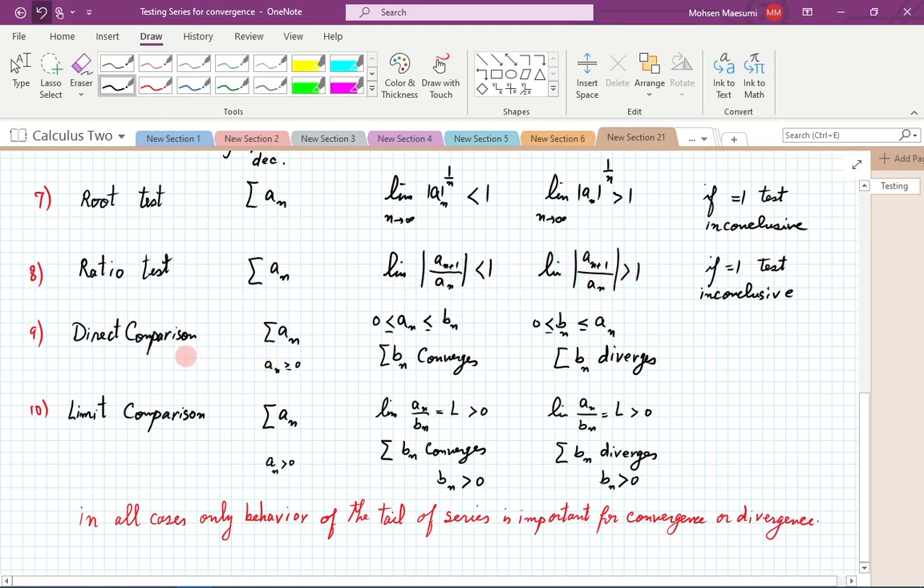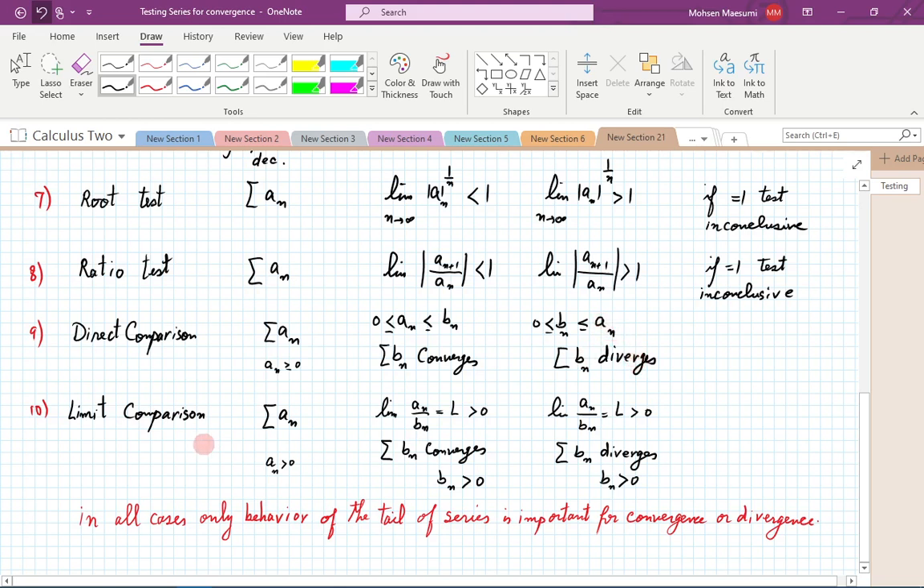We had a direct comparison test. It's for a positive series. If you have another series that converges and terms of that are more than the terms of the series we are looking at, then our series is going to converge. On the other hand, if we have another series whose terms are less than the elements of our series, and that one diverges, then our series is going to diverge as well.